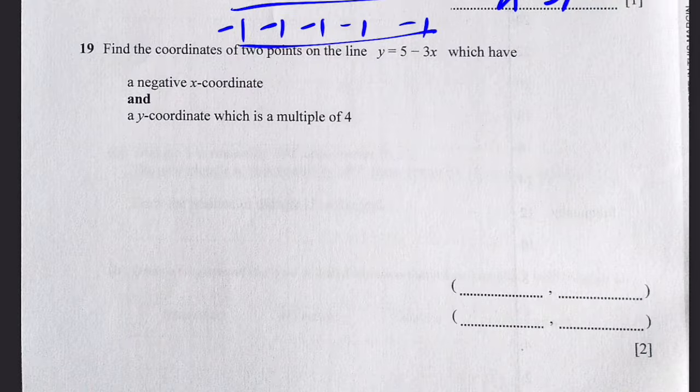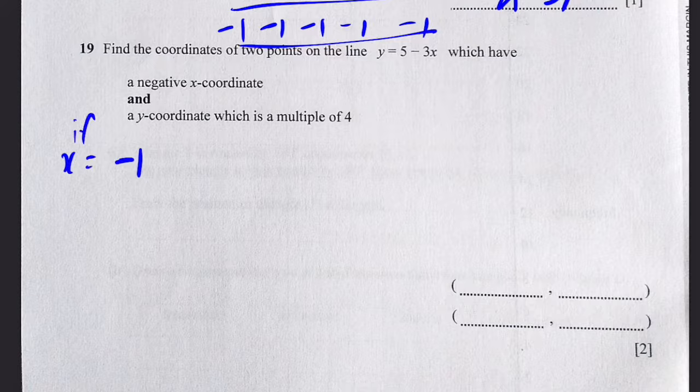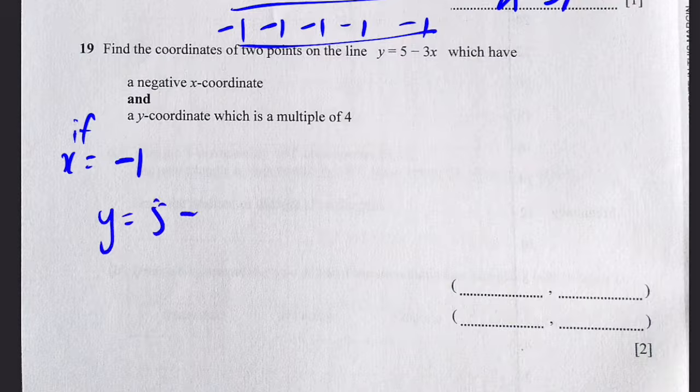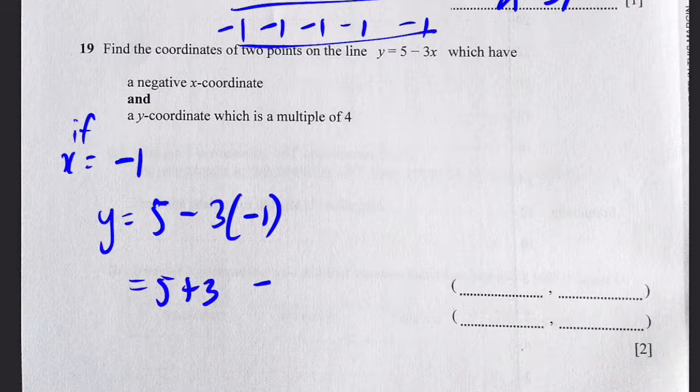Find the coordinates of 2 points on the line y equals 5 minus 3x, which have a negative x coordinate and a y coordinate which is a multiple of 4. So let's just plug in some negative x values. Let's start with negative 1. If x equals negative 1, since that's the first negative integer, that means y will be equal to 5 minus 3 into minus 1. That will be equal to 5 plus 3, which is 8.